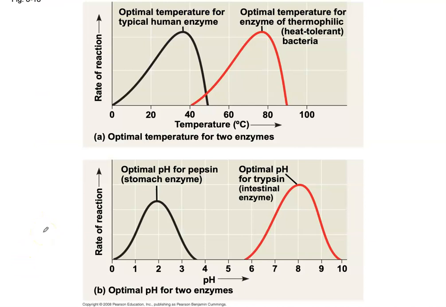As you can see in this graph, the optimal temperature for enzymes in the human body is right here at 37.5 degrees. Their rate of activity is much lower away from that, and makes a sharp decline as it goes further. Whereas thermophilic bacteria, thermo meaning heat, philic loving, bacteria that are heat tolerant or love the heat, tend to have an optimal temperature of 80 degrees.